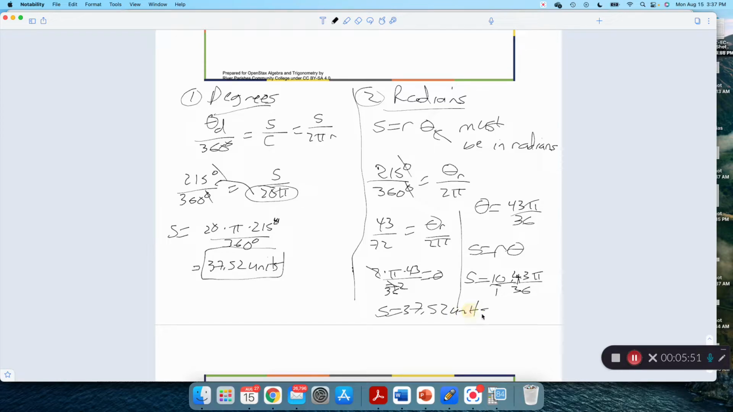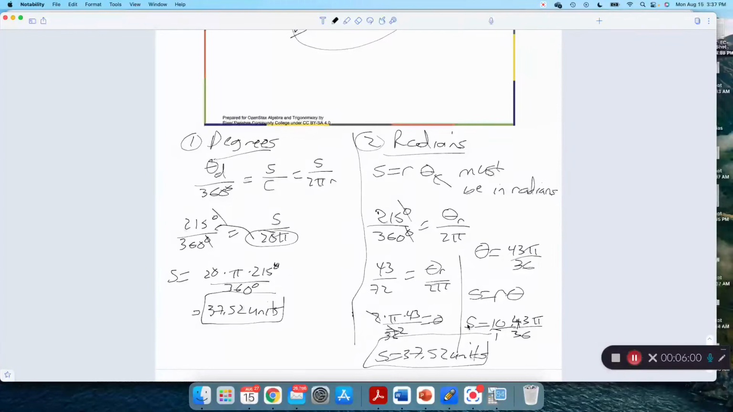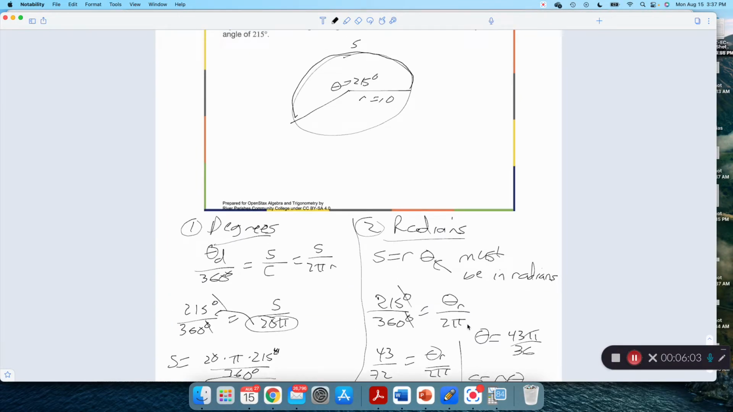And I have to put units here. If they told me feet, I would have to write feet. Arc length and radius always have the same units. It's just units of length. So my recommendation to you is, if they give you the angle in radians, S equals R theta.